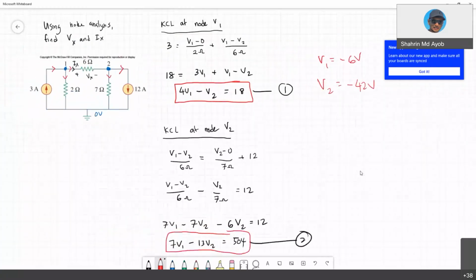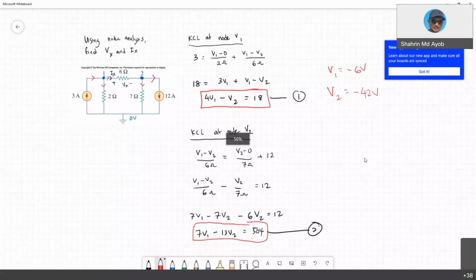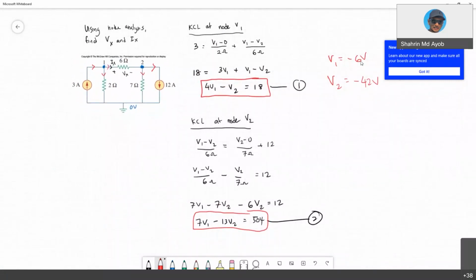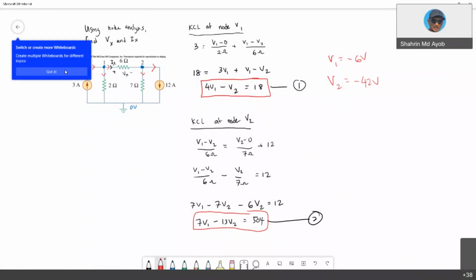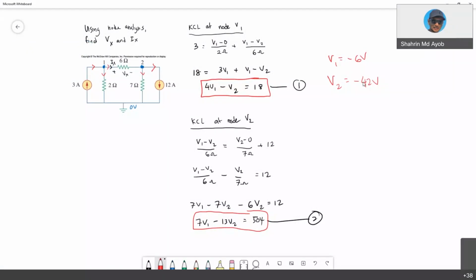Okay. So right now we have already calculated your V1 and V2, -6 volt and -42 volt. This one is not finished yet. We haven't answered the question. We only finished finding V1 and V2. So after this, you need to go back to the question, which is to find Vx.